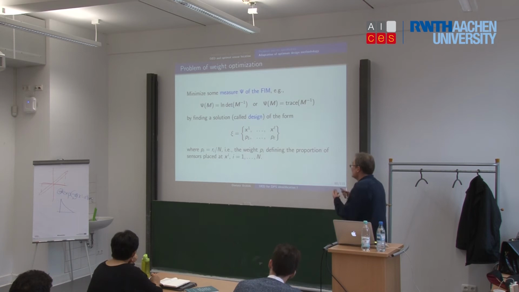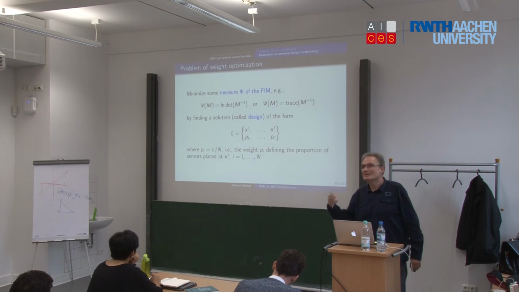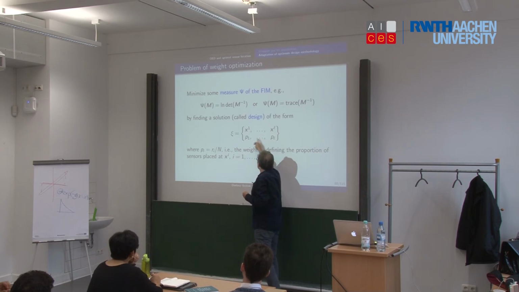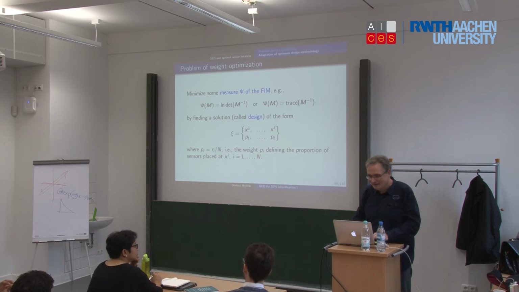So in terms of statistics, this defines a discrete probability distribution. You can interpret the sensor locations as potential values of a discrete random variable, and you can interpret the weights as the probabilities of these values. But this is not important for our optimization problem.